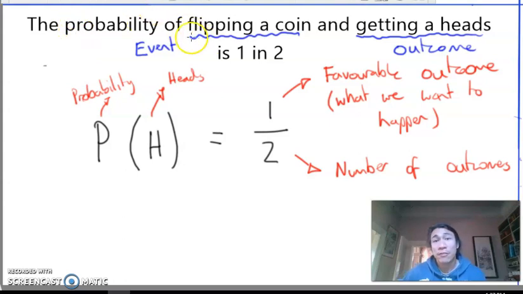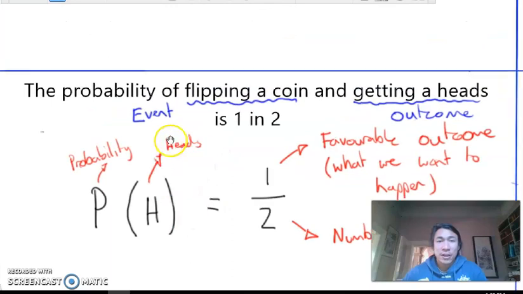The probability of some event, of some scenario, in this case flipping a coin, and getting a heads, that's the outcome, is 1 in 2. We've written this in the following way. The probability of getting a heads equals 1/2. And the 1 is the favorable outcome, which is what we wanted to happen, in other words, getting a heads. How many ways can that happen? And the 2 on the bottom represents the number of outcomes. In this case, how many sides are there on the coin? There are 2 sides. So one of them is what we want, and there are 2 possible outcomes.